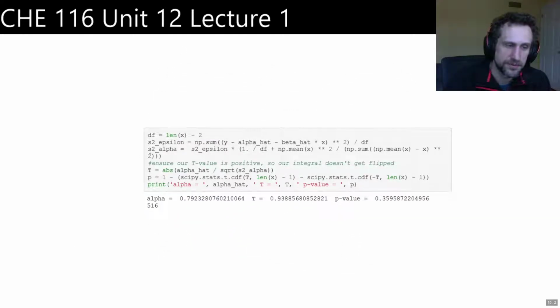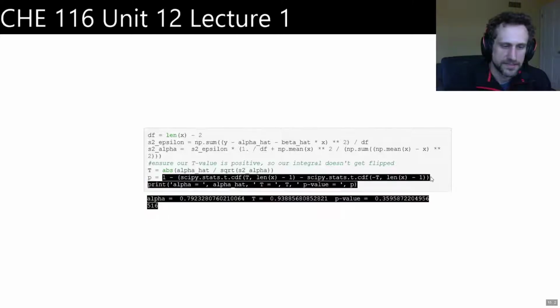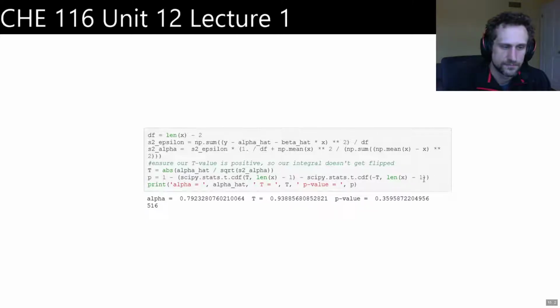All you do is compute your standard error of alpha, the intercept. Then you take the intercept divided by the standard error. I just did an absolute value so I don't get my t-value flipped, because if your intercept is minus or positive, you'll need to flip the bounds of the integral. Then I just did 1 minus the integral from minus t to t, and that's my p-value.